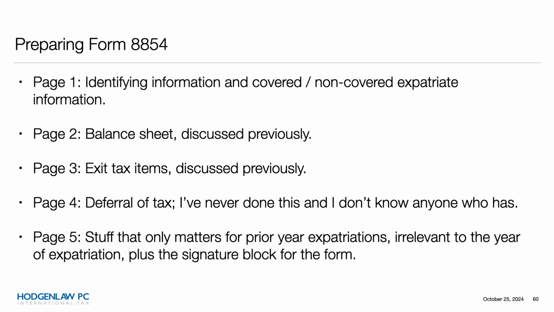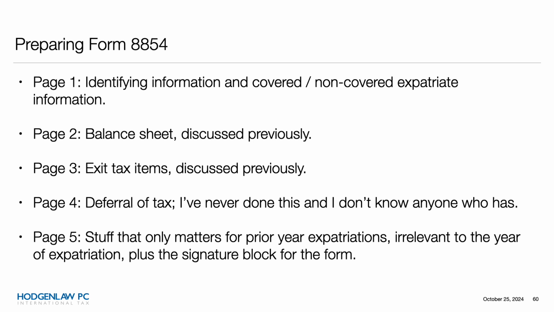So we're talking about preparing the returns. Preparing the Form 8854, you have page 1, identifying information: covered, non-covered, expatriate information, important dates. Page 2, balance sheet, we discussed that a little more previously. Page 3, exit tax items, discussed that more previously. Page 4, deferral of tax.